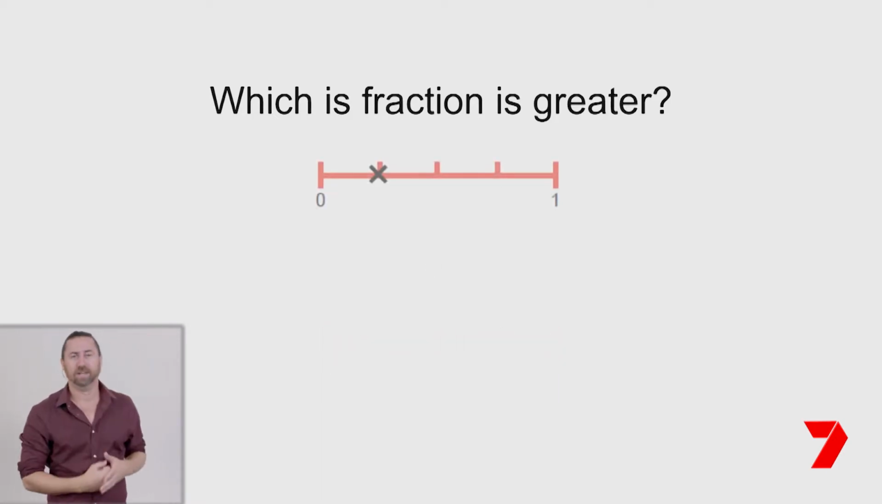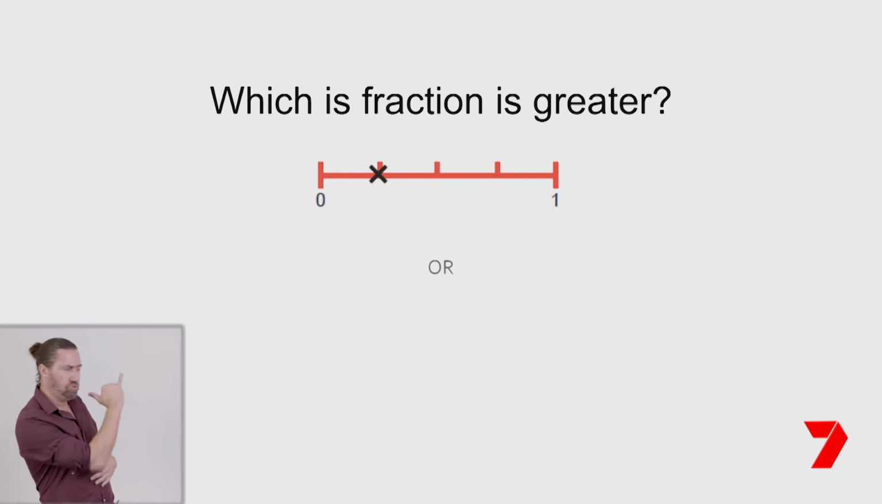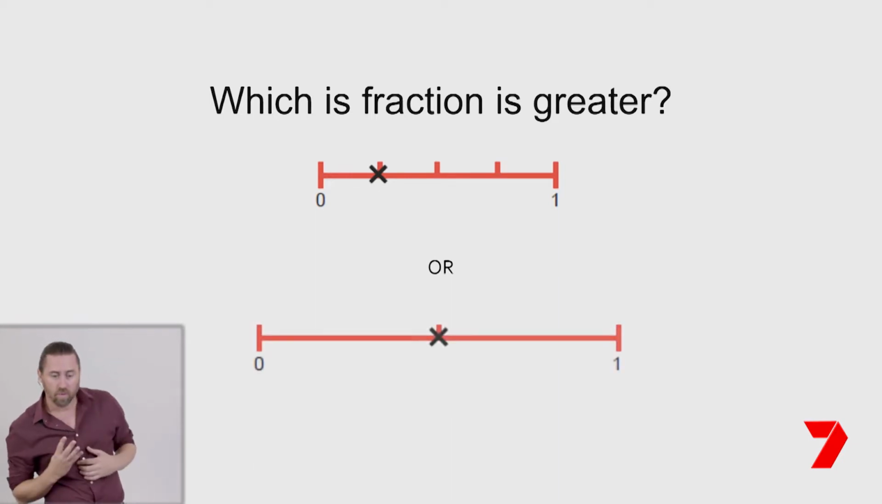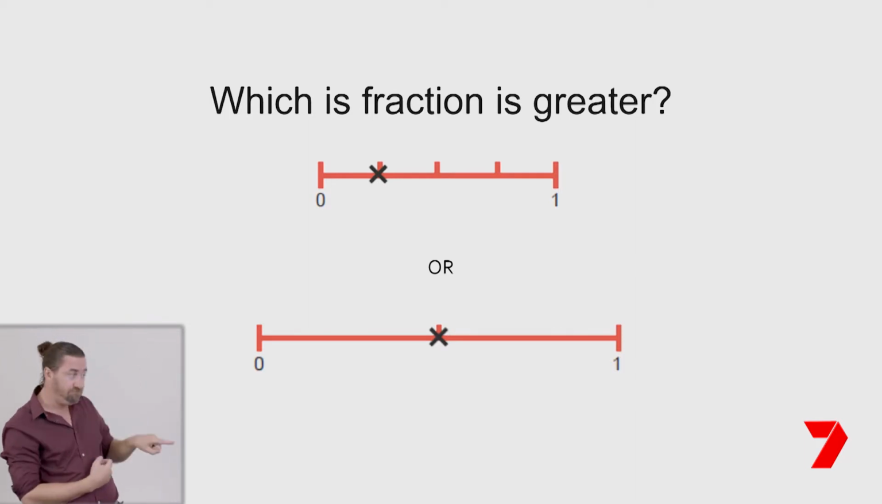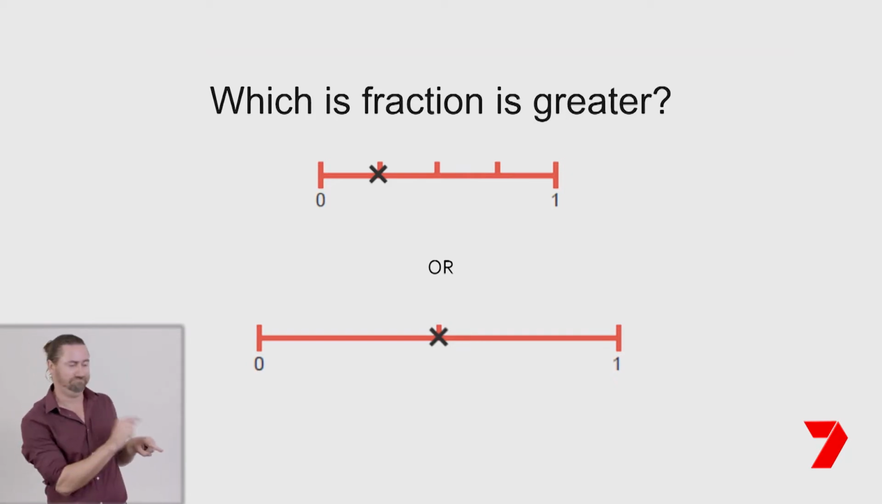Let's try a third one. Which fraction's greater? Ready? 5, 4, 3, 2, 1. The first fraction is 1/4 and the second fraction is 1/2. So the second fraction is greater.